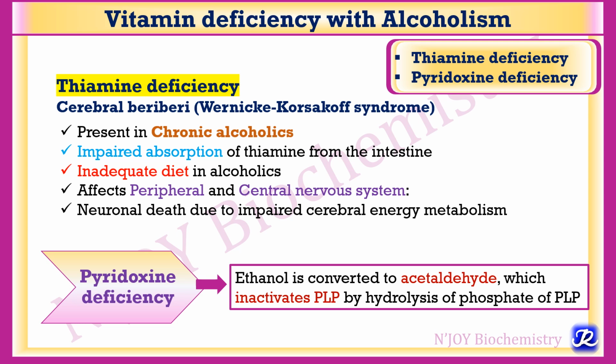Pyridoxine deficiency: in alcoholism the ethanol is converted to acetaldehyde, which inactivates pyridoxal phosphate by causing its hydrolysis, and as it is inactivated, it can lead to pyridoxine deficiency. That's how alcoholism is associated with pyridoxine deficiency.